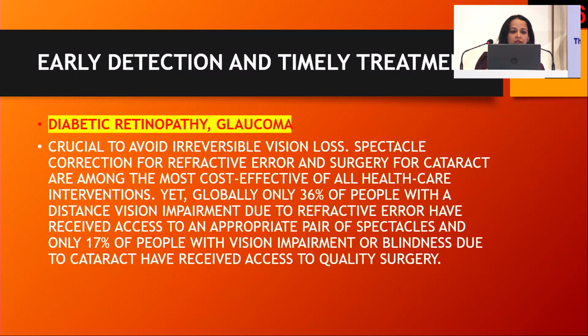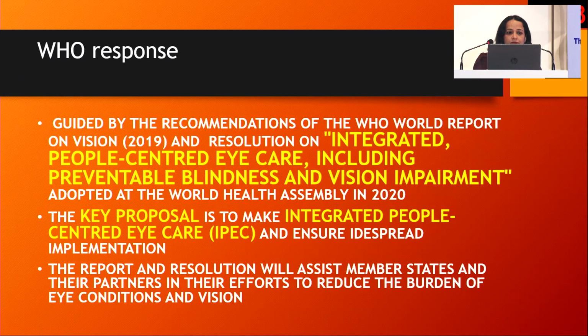So, we need early detection and timely treatment. As we know, diabetic retinopathy and glaucoma are most crucial to avoid irreversible vision loss. And it's so easy, like spectacle correction for the refractive error and surgery for the cataract, but the sad state is that only 36%, as already discussed, with refractive errors, and 17% with cataract, have access to quality care.